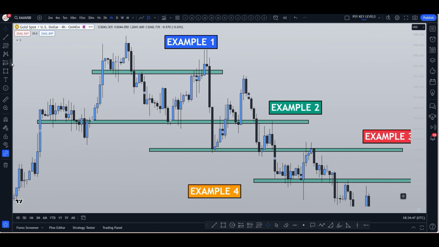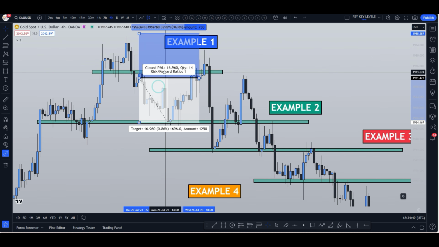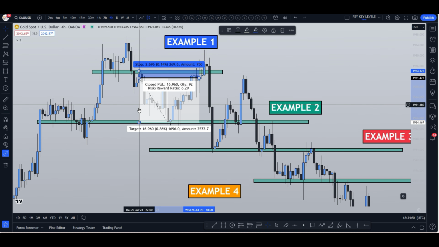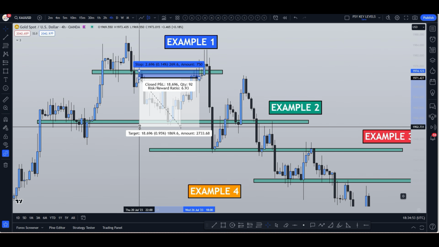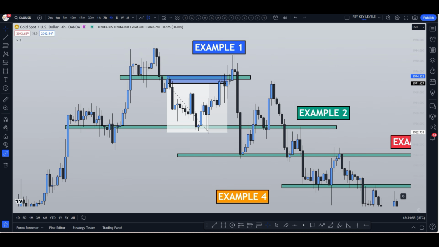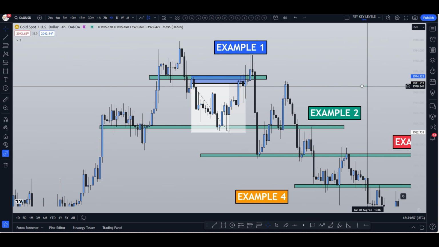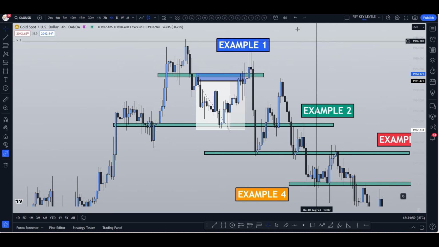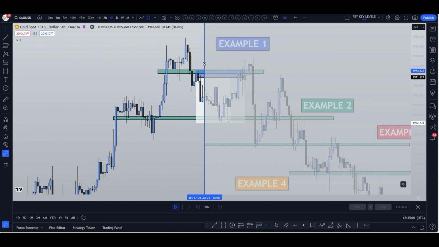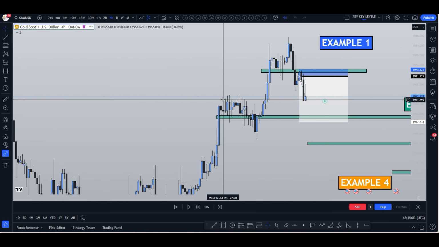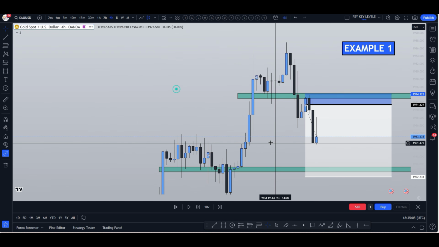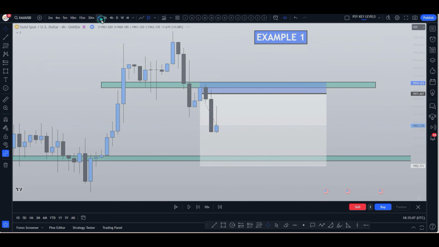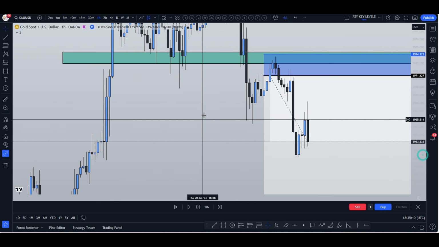Okay, let's do the first one from here. This is our area of interest. Okay, now let's break this down, just one moment. Where is it? Okay, there it is. Let's break this trade down now. So how and why I would enter this, let's go on a low time frame for entries.